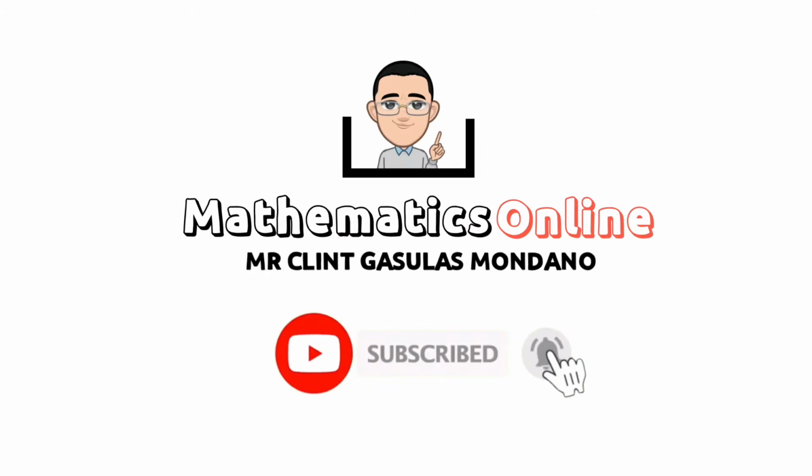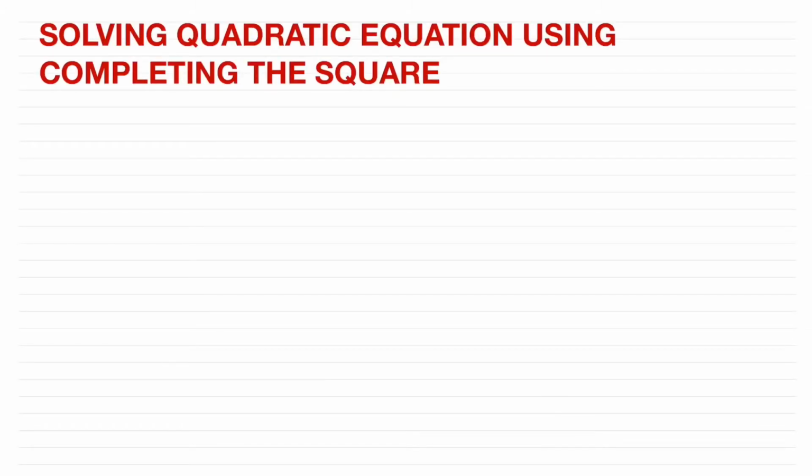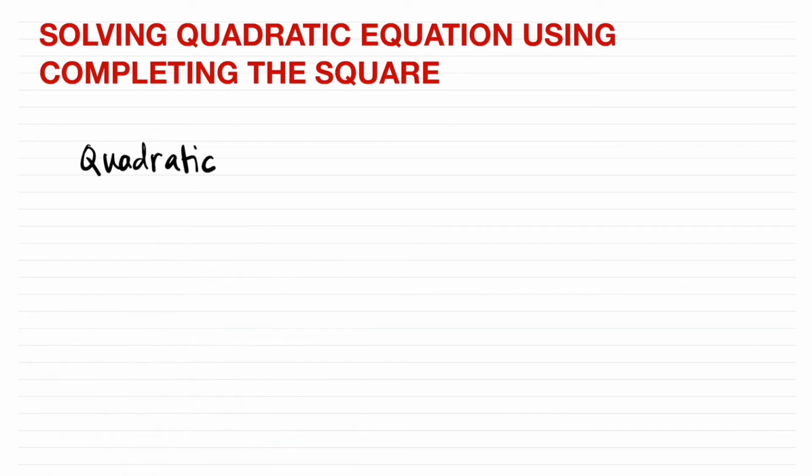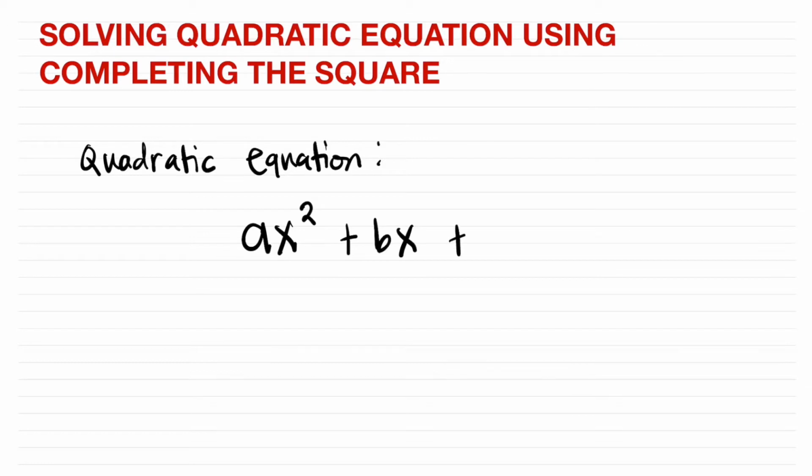Mathematics Online. Alright, today we will be discussing solving quadratic equations using completing the square. Now we go back to what is a quadratic equation. A quadratic equation is ax squared plus bx plus c is equal to 0.